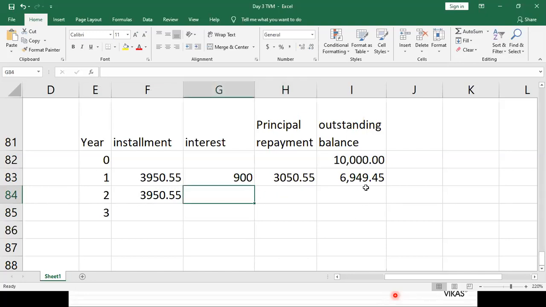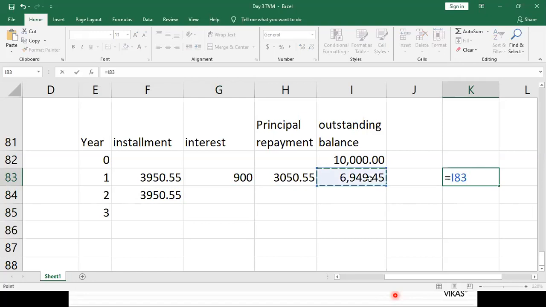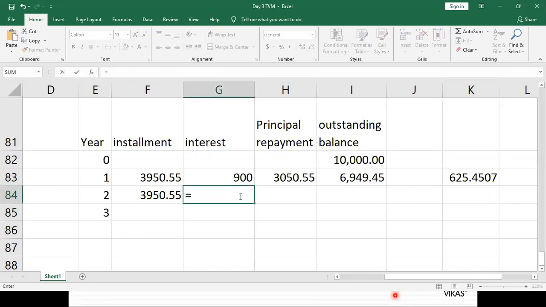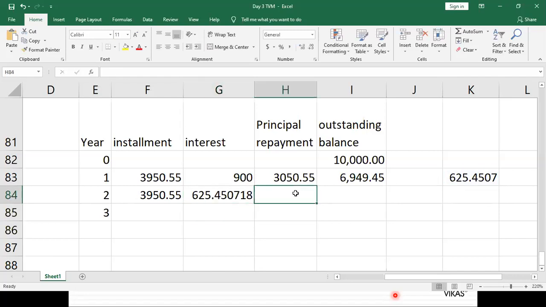So first we have to find out the interest. How do we find interest? It's simple: the outstanding balance times 9%, 0.09. How much? 625. So 625 is the interest. Then the capital repayment equals the installment minus the interest. So we deduct the interest, and we get 3,325. This is the principal repayment.